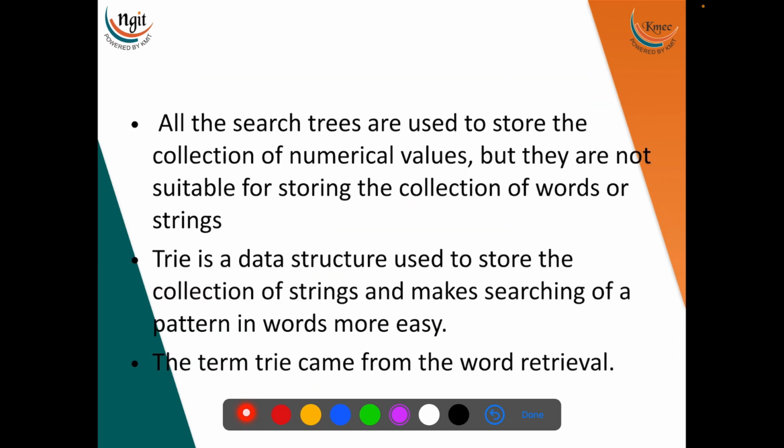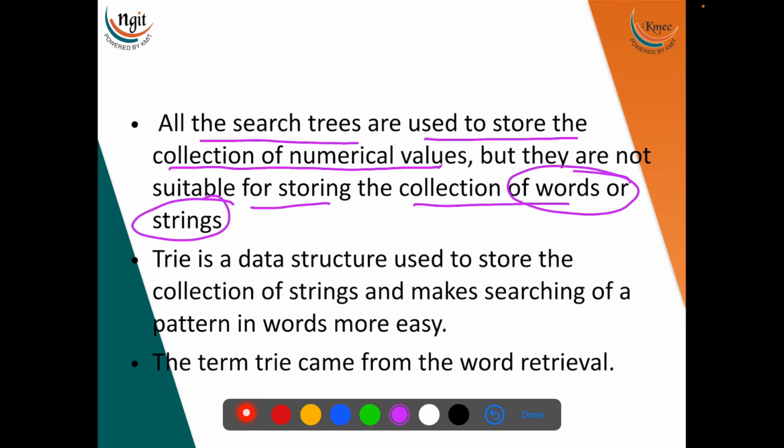Now let's see how it will be. All the searching trees are used to store a collection of numerical values, but they are not suitable for storing a collection of words or strings. So this try will store the data in the form of words or strings. Whatever string you have, you can keep into your tree structure, whereas this cannot be done with the existing data structures we have.